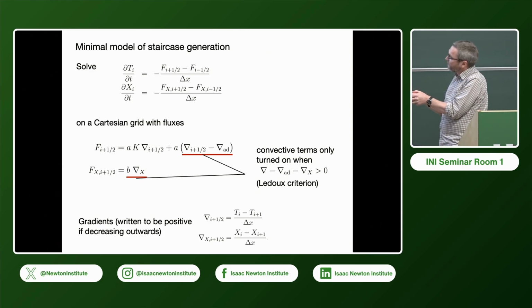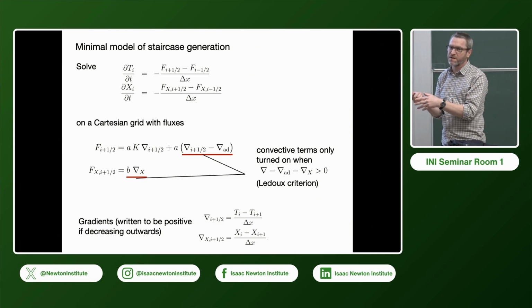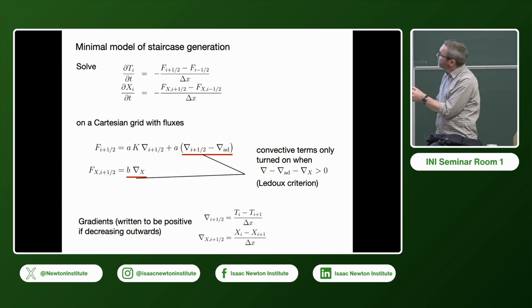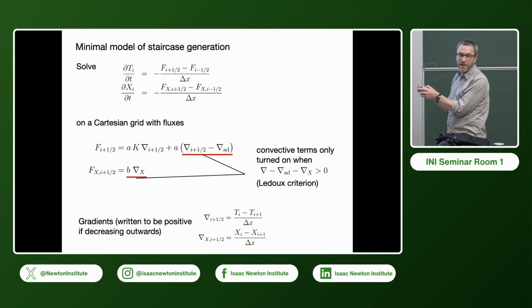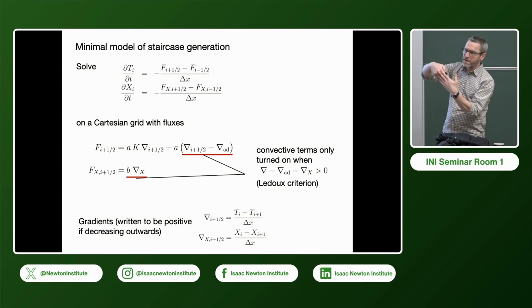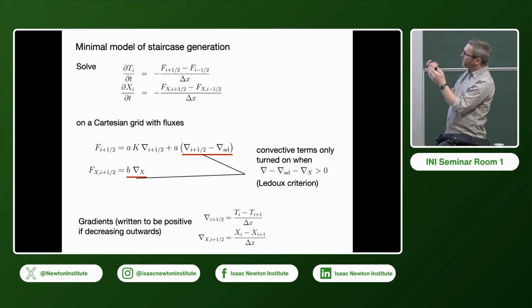And for the composition flux, let's just ignore diffusion. It turns out you can put it in, but it's not so important. I'm going to add composition transport whenever I have convection as well. So if the Ledoux criterion is not satisfied, there's no convection, I'm stable, I just have thermal conduction. Once I become unstable, the composition gradient drives me unstable, for example, or the thermal gradient drives me unstable, I'm going to add in a big contribution to the flux from convection and a big contribution to the composition flux from convection.